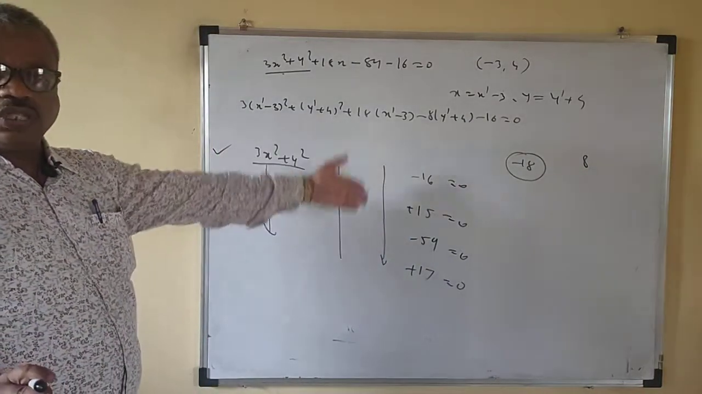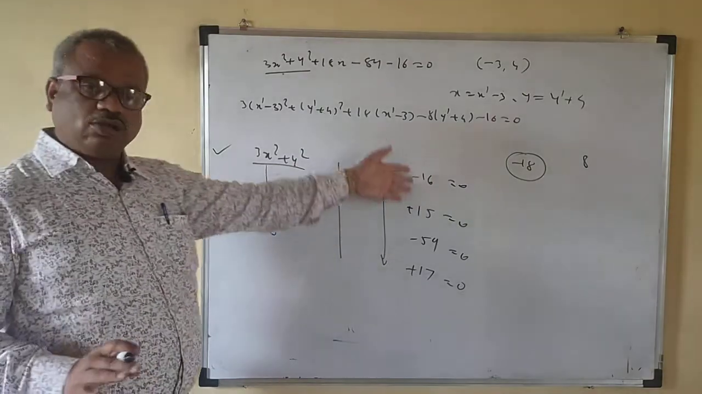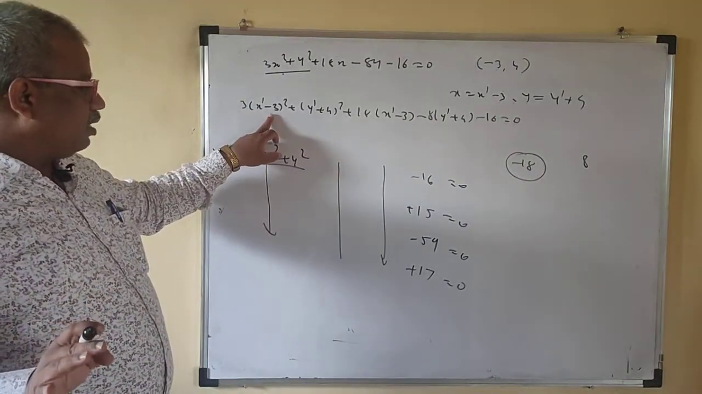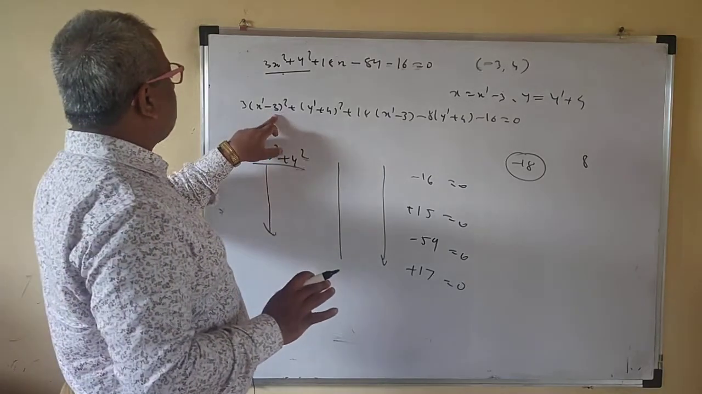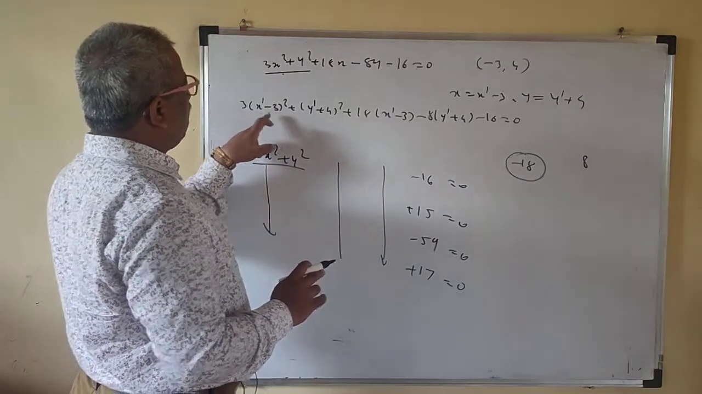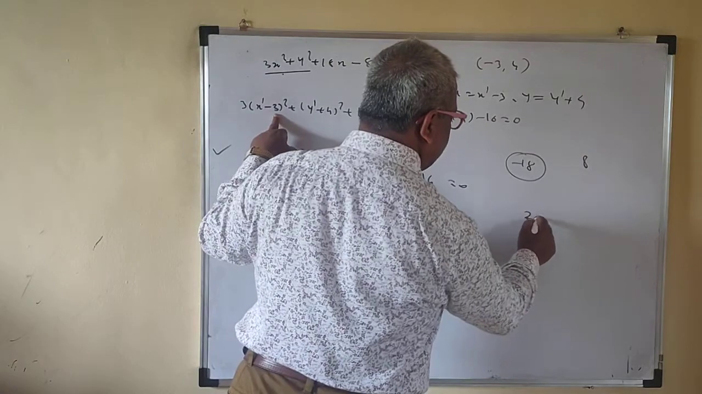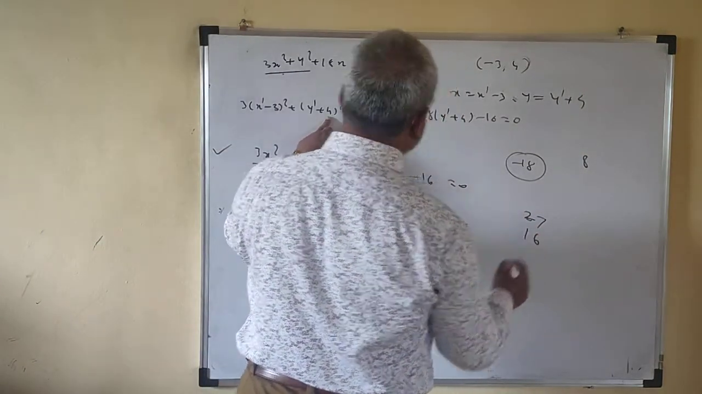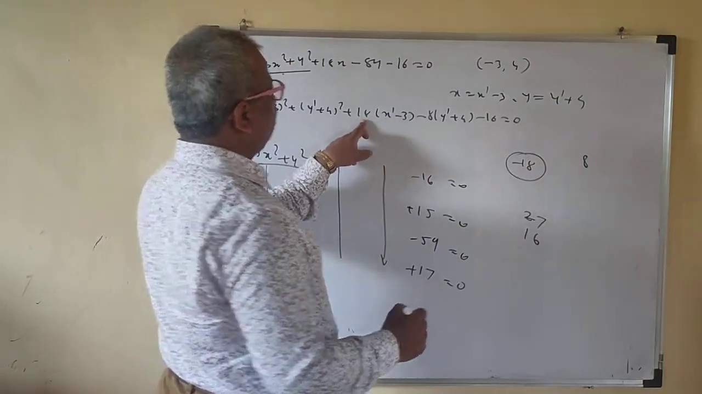Only I have to collect the constant then, because everywhere the constant is not the same. We collect only the constant. So this is −18, and this is 9 into 3, which is 27. This constant is 27. This constant is 16. So this is what?